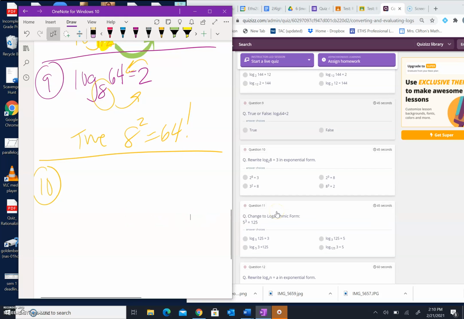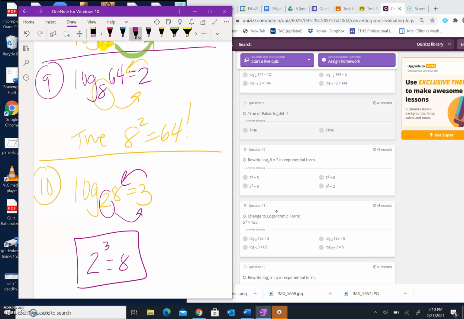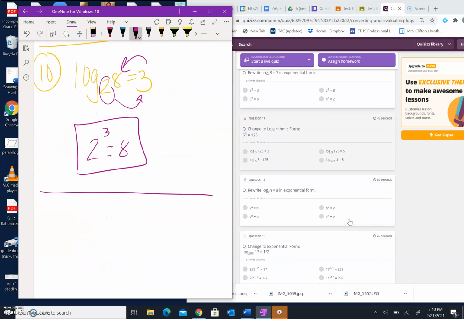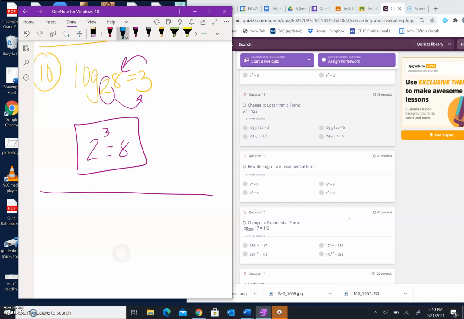Okay, number 10 says rewrite this in exponential form. So using our circle method, 2 to the 3rd power is 8. That would be switching from log to exponential. Hopefully at this point, once you've done the first 10, you're kind of feeling better. You've kind of got through the newness of it, right?